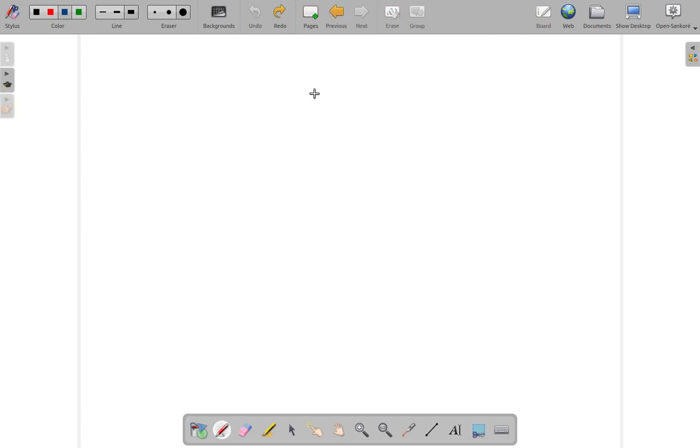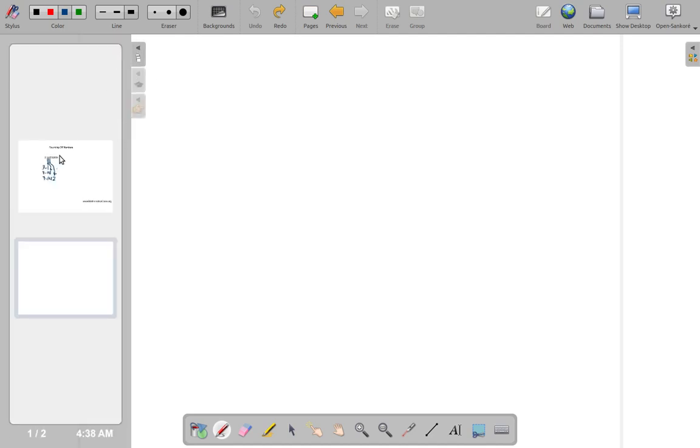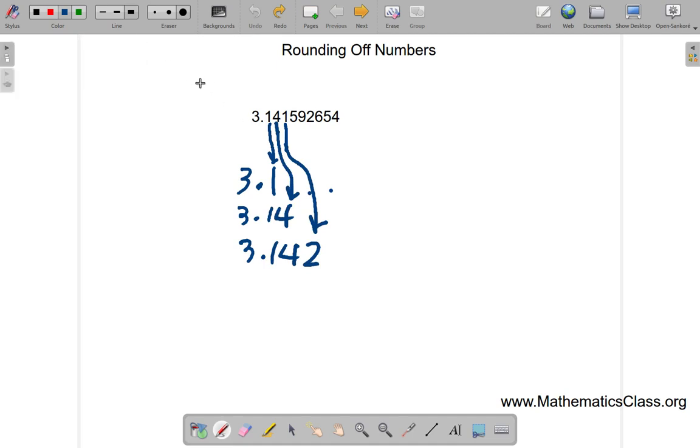What happened a while ago? What happened to my screen? Okay, good. My finger accidentally touched something.